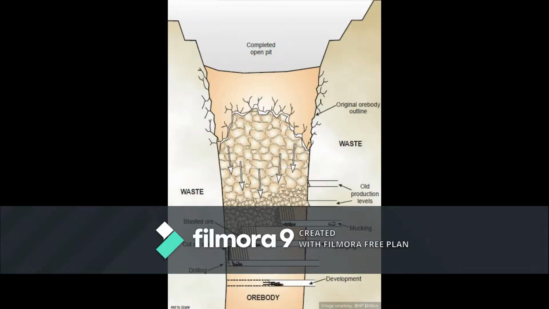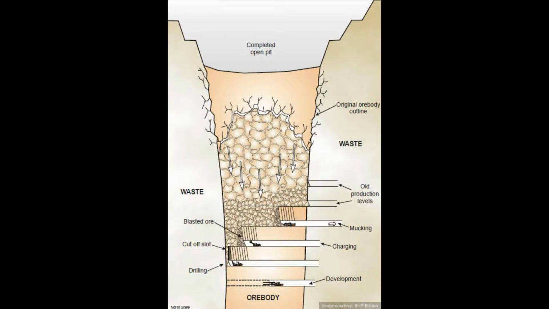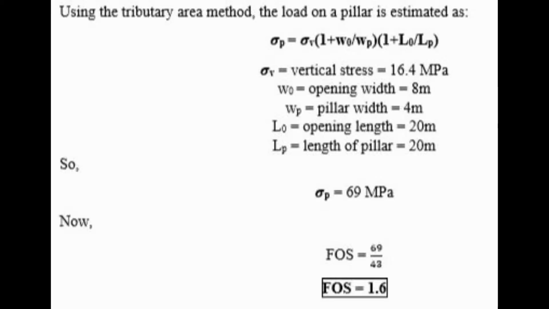Our next section is the design-based section. In this section we will design our pillars and rooms, or you can say the openings, and then we will check whether these openings are safe or not. So we have taken our opening width of 8 meters and a pillar width of 4 meters.